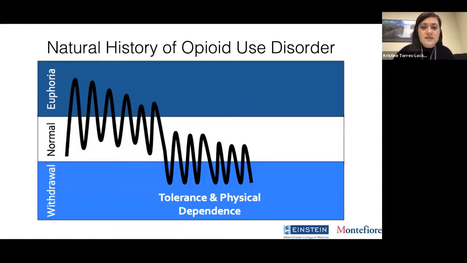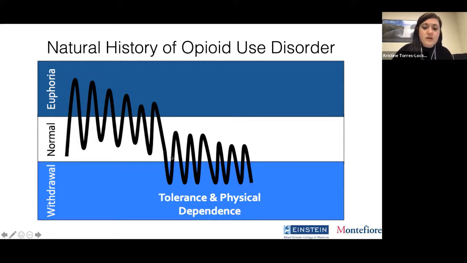So I like this chart because it goes over what the natural history of opioid use disorder is. When someone is opioid naive, every time they use a substance, they get some sort of euphoric effect, an intoxicating high. And then with continued use, you develop tolerance. So the same amount of substance does not elicit the same intoxicating effect, and you're getting diminishing effects with the same amount of substance use, requiring you to use more and more.